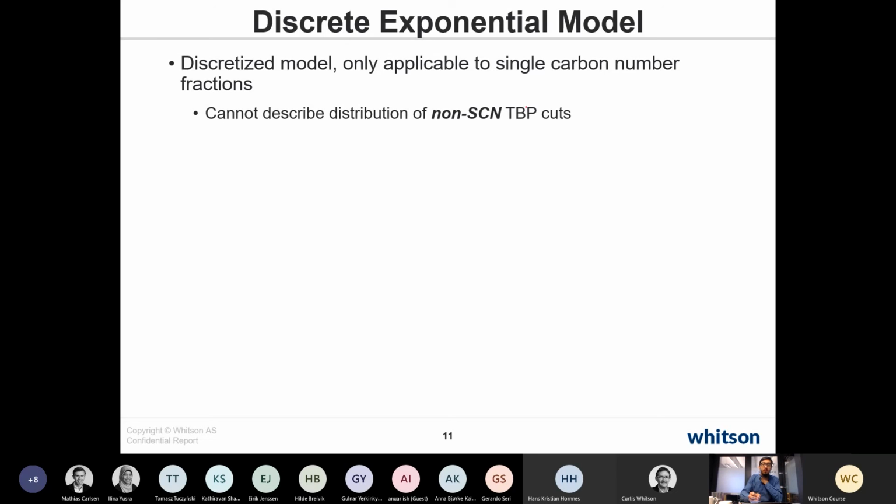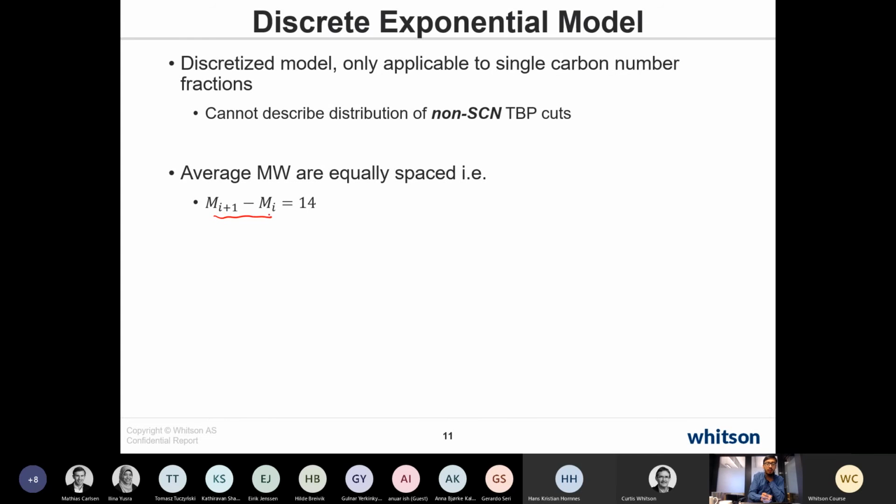So let's say you have TBP data with non-single carbon number cuts, only the cuts that are representing different refinery cuts, like gasoline, for example, or light oil, heavy oil, these kinds of cuts. Then you cannot use this discrete exponential model to describe the molar distribution of those heavy ends.